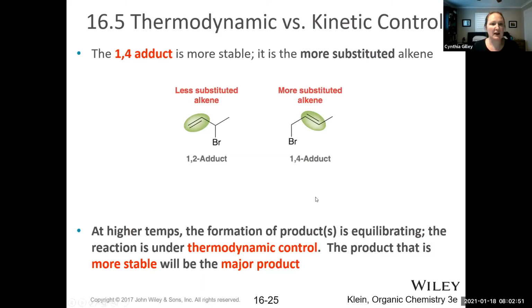Okay, so the 1,4 adduct is actually more stable. And we can tell that because we're forming a disubstituted alkene versus a monosubstituted alkene. The 1,4 adduct is more substituted, and we know that more substituted alkenes are more stable. So it makes sense to show this as the lower energy or more stable product. At higher temperatures, the products are equilibrating, and the reaction is said to be under thermodynamic control. And the product that is more stable will be the major product.